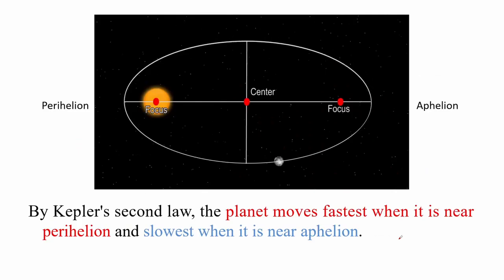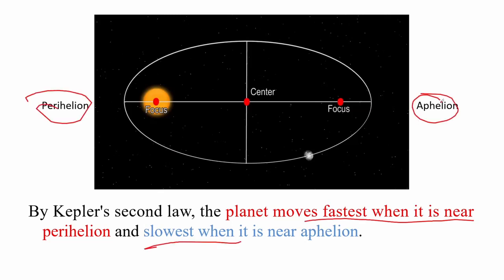Kepler's second law also tells us that the planet moves fastest when it is near the perihelion and slowest when it is near the aphelion, in order to keep the same rate of area, or keep the sector velocity constant.